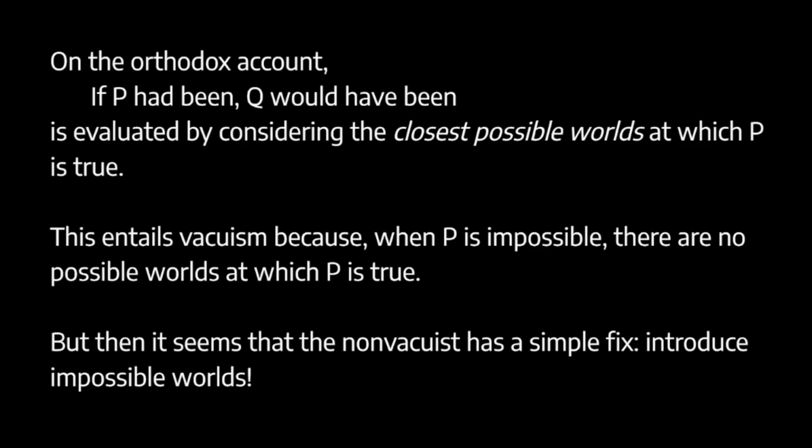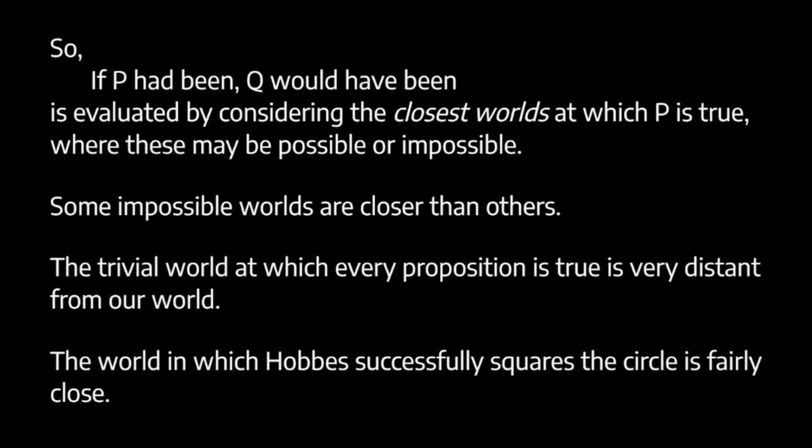We have seen that according to the orthodox account, the counterfactual "if P had been, Q would have been" is evaluated by considering the closest possible worlds at which P is true. This runs into trouble when P is impossible, because in that case there are no possible worlds at which P is true. So the simple fix is to introduce impossible worlds, and then we say that a counterfactual is evaluated by considering the closest worlds at which P is true, where this may be a possible world or an impossible world. Where P is impossible, where we have a counterpossible, we consider only the impossible worlds.